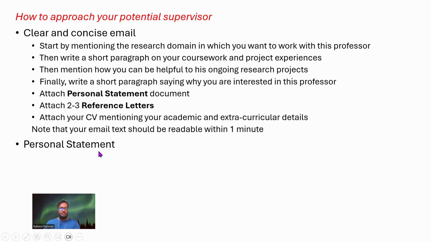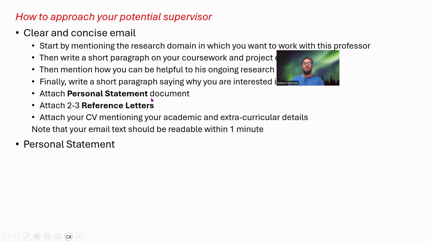So next, let's talk about the personal statement, which I promised that I would talk about. You can write it in maybe a Word file or LaTeX or whatever you want. This file will contain a few things. The first thing is it should be very personalized. I mean, you cannot just download a template and fill in things. That is a complete no-no. It should be personal. It should be based on personal experiences.